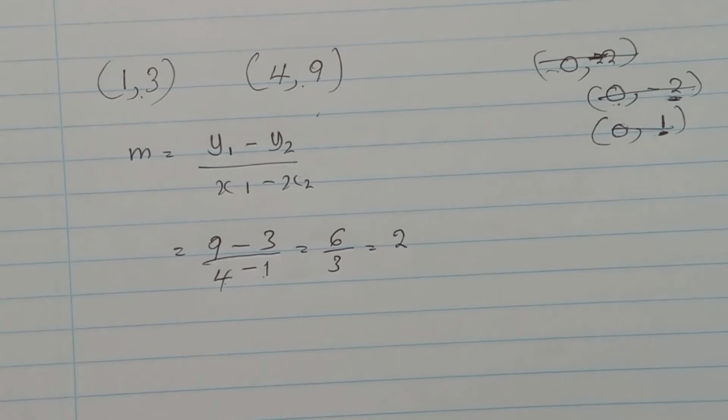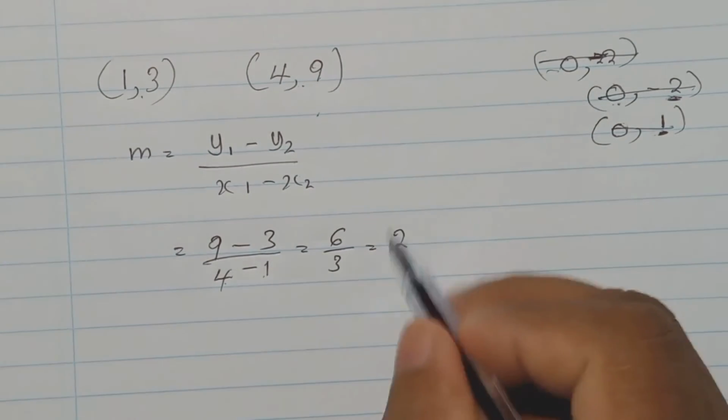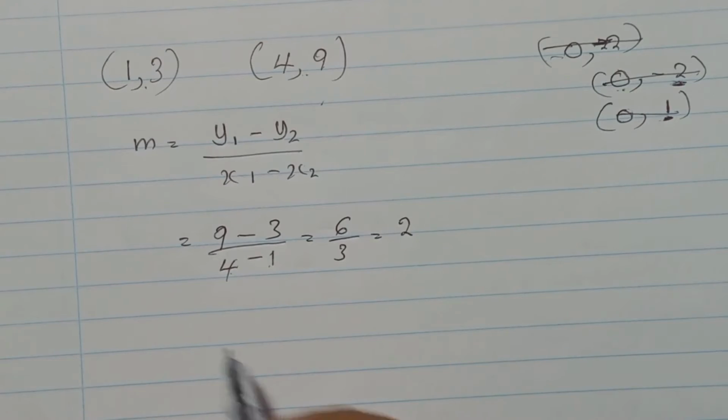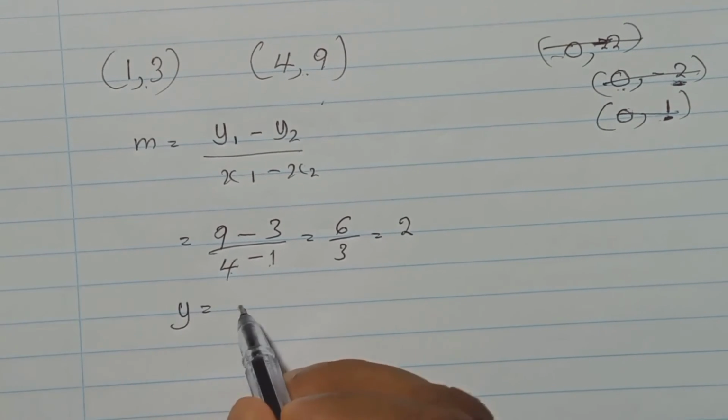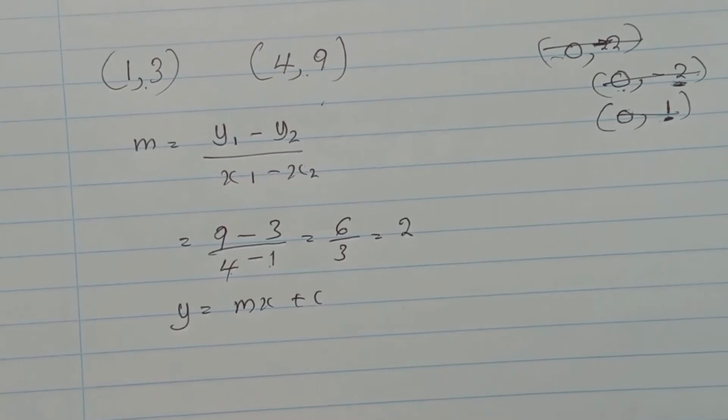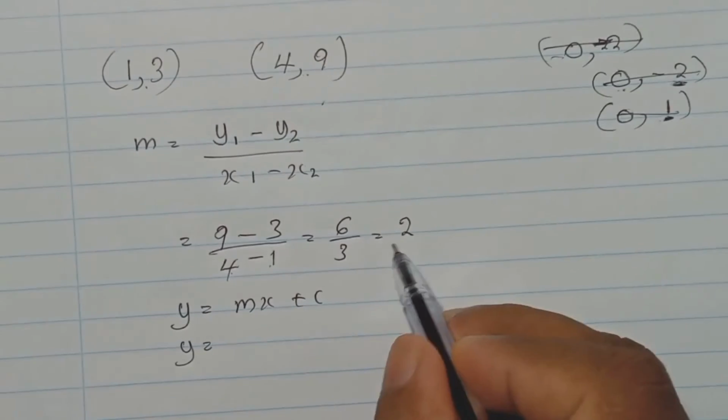Now the gradient is 2. We need to find the gradient first, and then we write our format, y equals mx plus c. Now we know m.